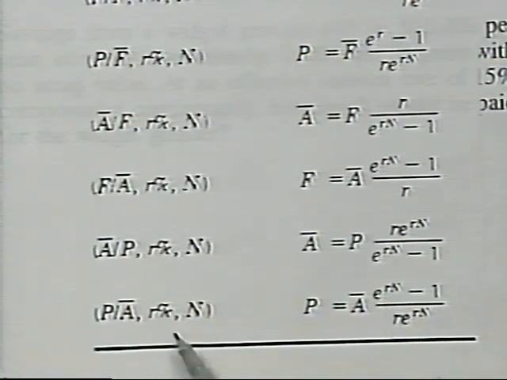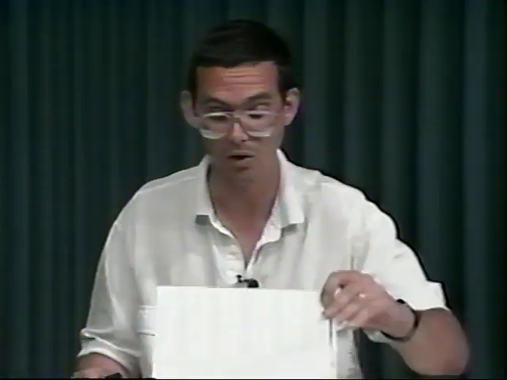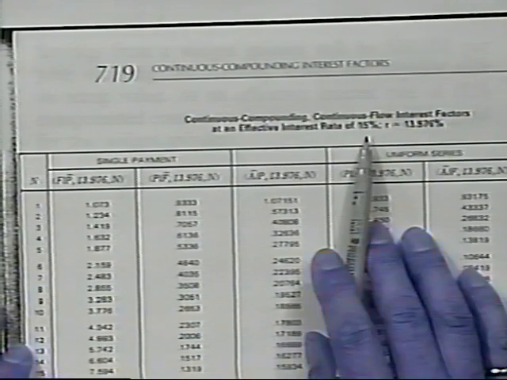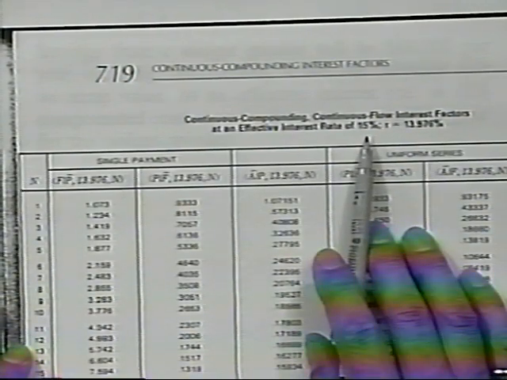You'll note that the formula is in terms of the nominal interest rate, not the effective rate, and so the notation is also in terms of the nominal rate R rather than the effective rate. In the back of the book, in Appendix C, we also have tables for continuous compounding. And here's a section of the tables for an effective interest rate of 15%, which is the effective interest rate that's given in our problem.